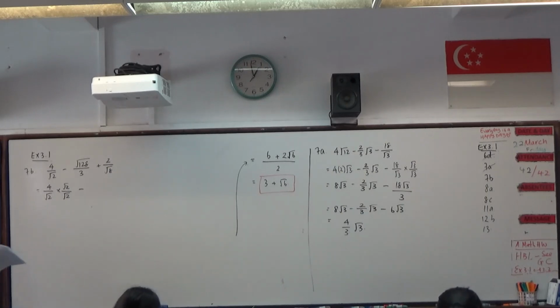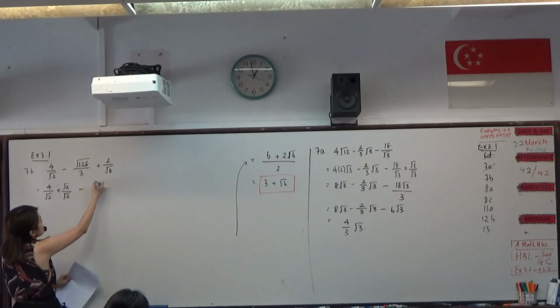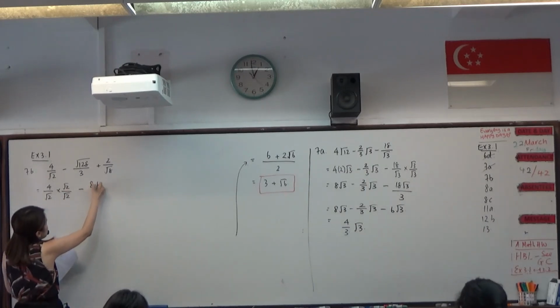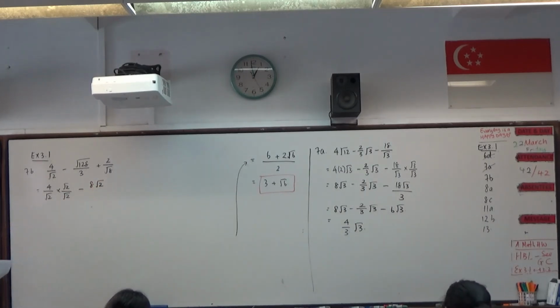128 is actually 64 times 2. If you don't know your perfect squares very well, just use your calculator, divide by factors that you know, and then see if there are any repeated factors as well. So 64 times 2, that will mean that it is 8 root 2, because square root of 64 is 8.